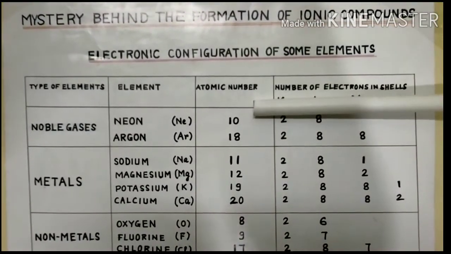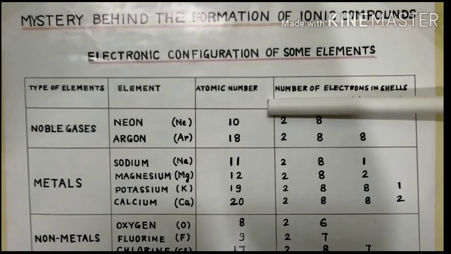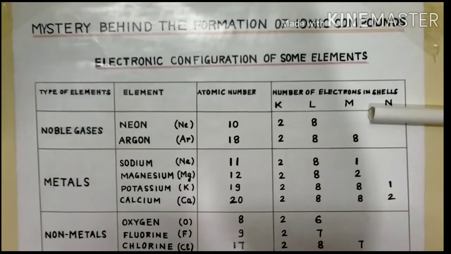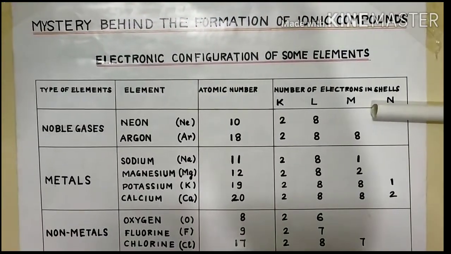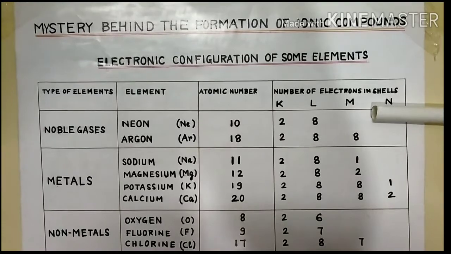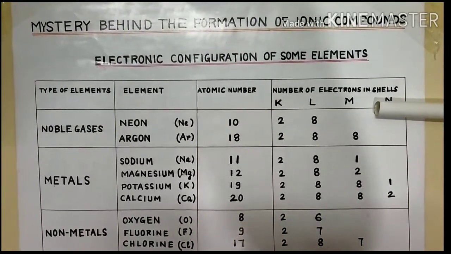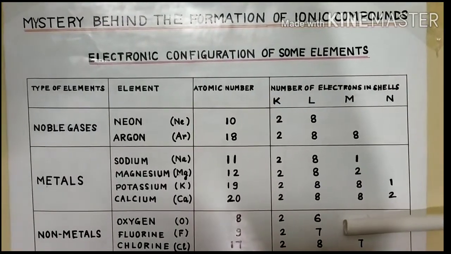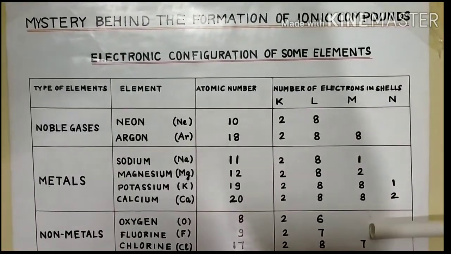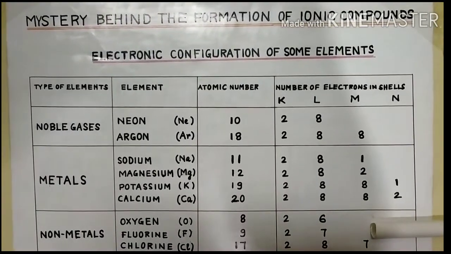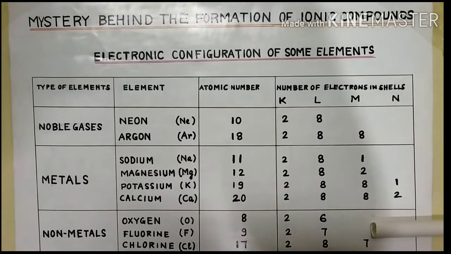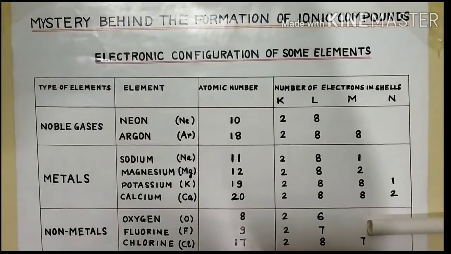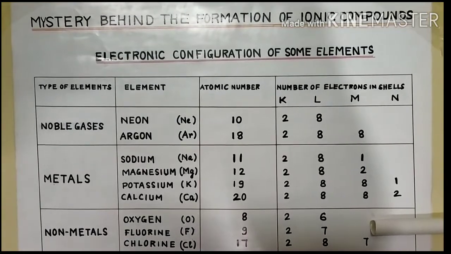Now, atoms of elements have an equal number of protons and electrons, so the atom is neutral. When metals and non-metals lose or gain electrons, they form cations and anions respectively. These cations and anions attract each other and are held by strong electrostatic force of attraction, thus forming ionic compounds.